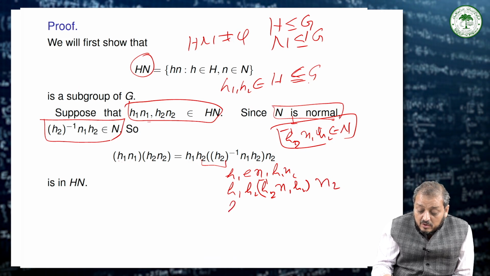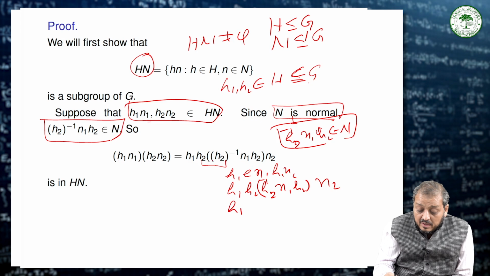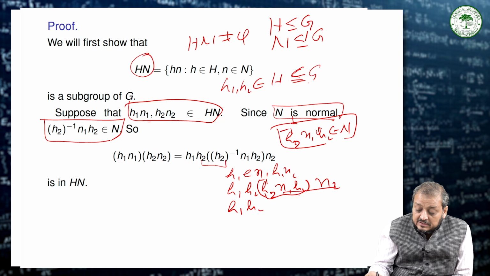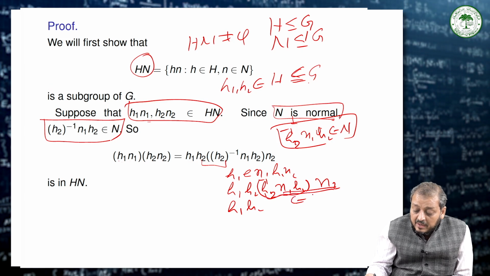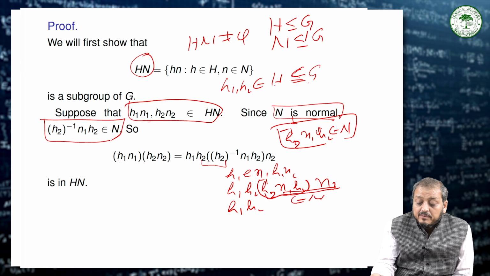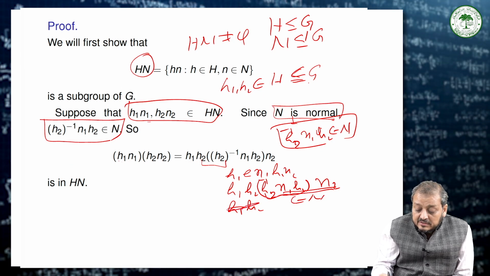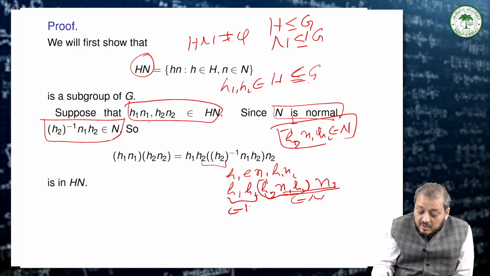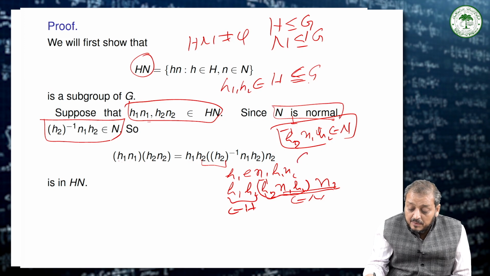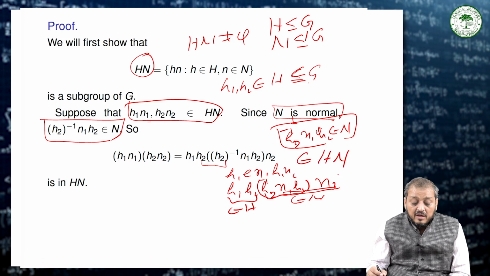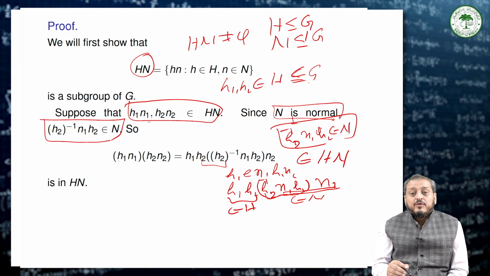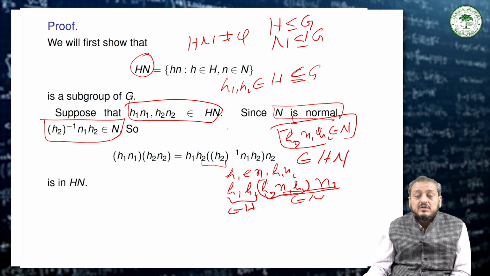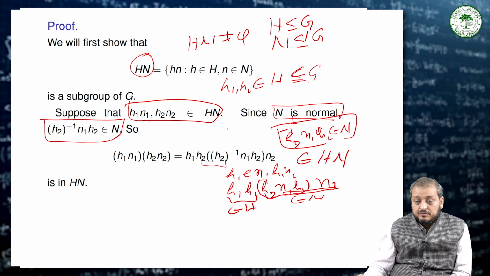So you have h1, then you have h2, and then this is an element of N, and this is also an element of N. So this completely belongs to N, and h1 and h2 are elements of H. So this means we can say that h1 and h2, these two are elements of H. So this completely is an element of HN, which means that this HN is closed under the binary operation in this form.